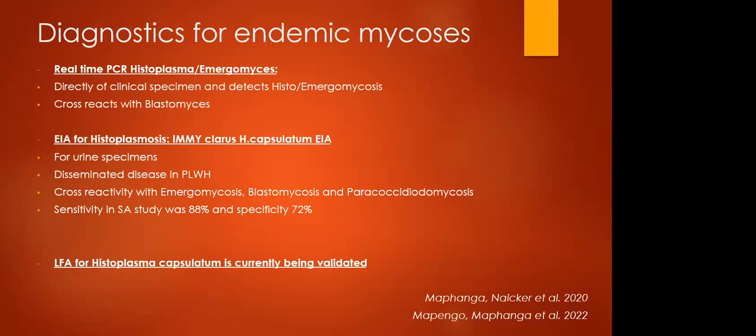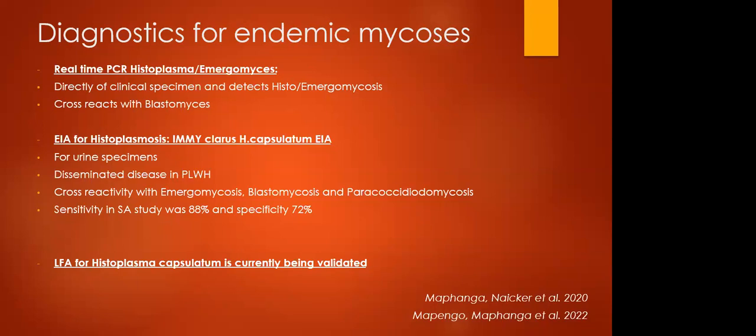There is real-time PCR for histoplasmosis and emergomyces, and you can do this directly off the clinical specimen, and it detects histo or emergomycosis. It's not easy to tell them apart, and again, it can cross-react with blastomyces, so this is a problem. And then you have the EIA for histoplasmosis. So what we have here is the IMMY Clarus H. capsulatum EIA, and this is the urine histoplasma antigen that we request, and you get more yield with disseminated disease and those with advanced retroviral disease.